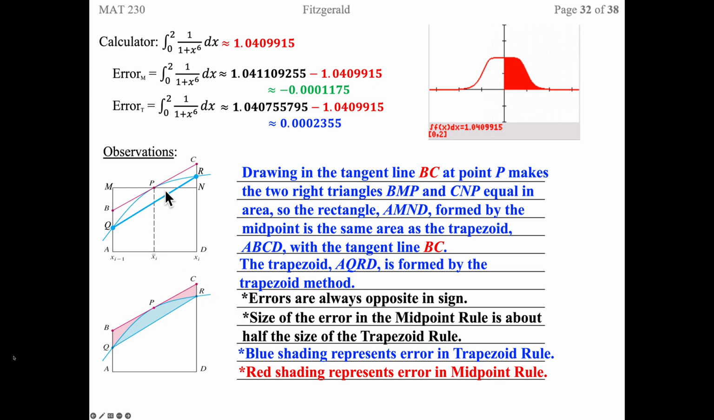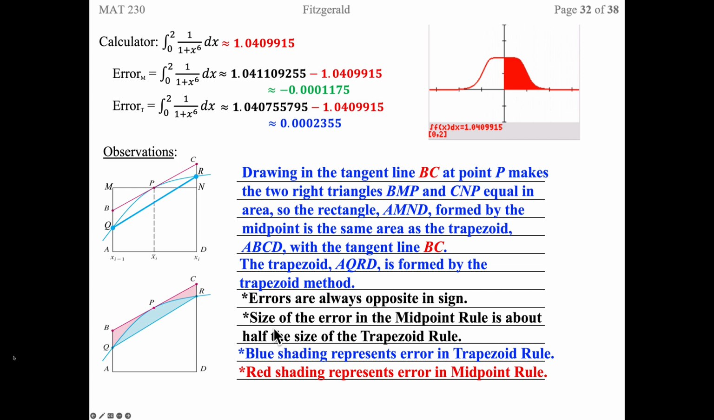Okay, so in this particular case, in our shape here, our trapezoid area was bigger, and we subtract the original area, you get a positive. Here, the midpoint approximation was smaller, subtract the actual area, it's negative. If my curve is concaving up, then it's reversed. My signs will always be opposite.